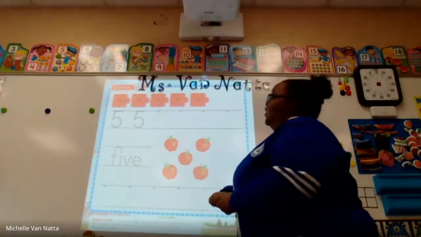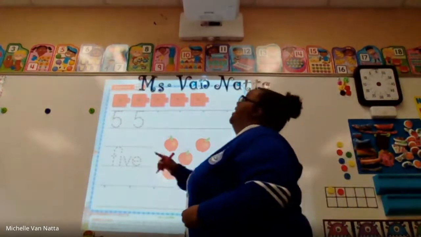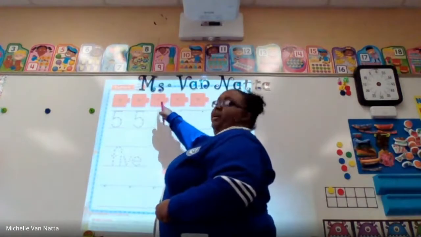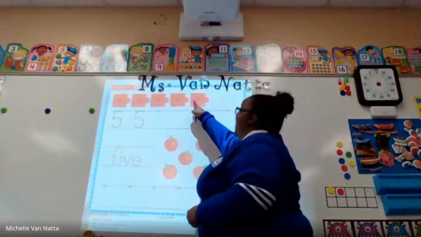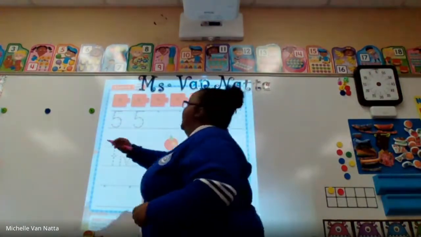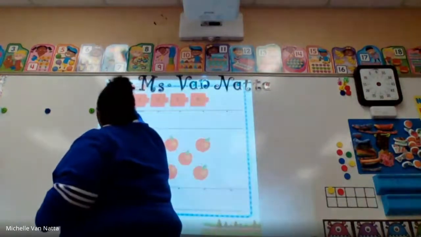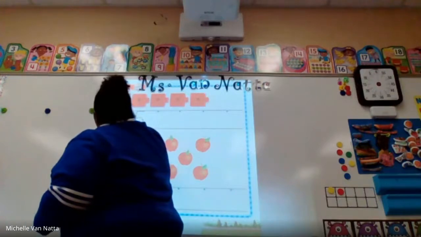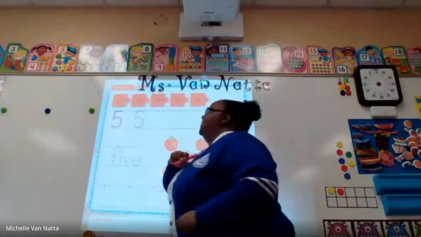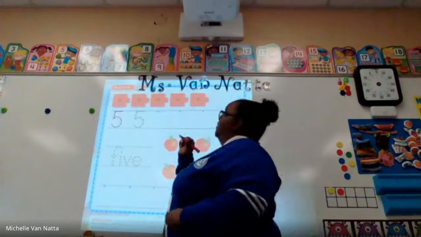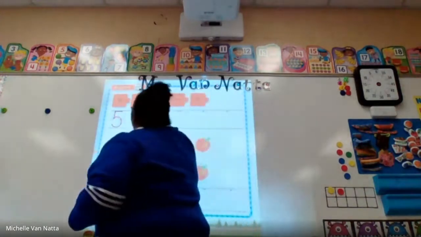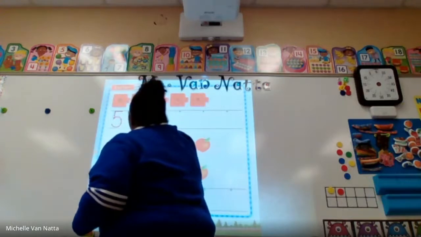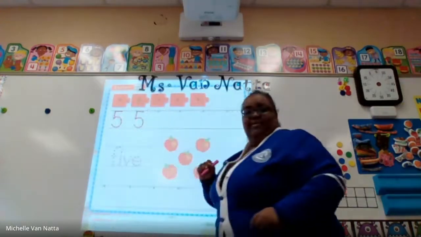So first, we're going to start here. Let's count our counters. 1, 2, 3, 4, and 5. So we're going to write here. Over, down, and around. Guys, see that? We're going to try it again. Over, down, and around.